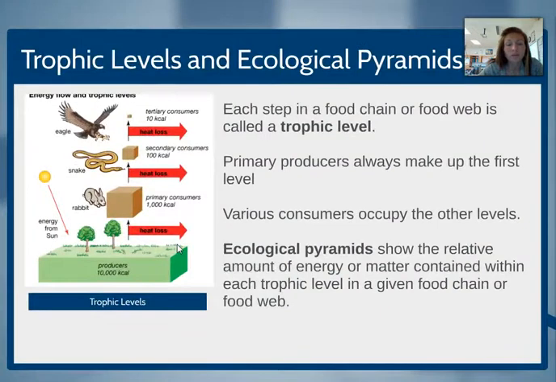Now, like I said, the trophic levels within an ecological pyramid do a great job of showing you how energy is passed on, how much energy is passed on, and then how it gets lost. Each step in that food chain or food web is what we call a trophic level. And like you can see here, the producers are always going to make up the first level because they're getting the energy source from the sun, and then other consumers eat to pass on that energy.